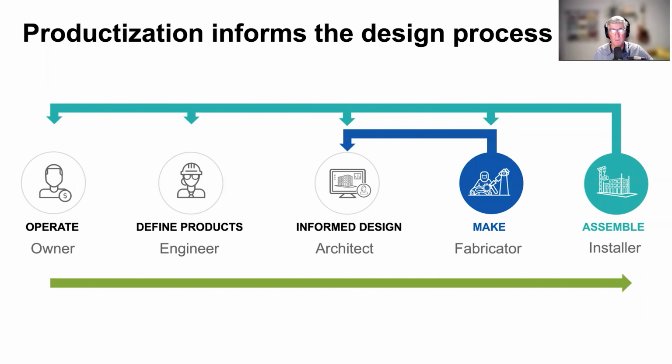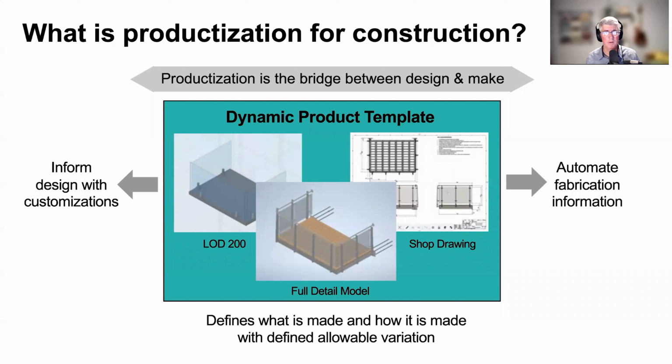Productization comes in when we start informing the design for the architect from what can actually be made, so the fabricator can expose what the inputs are, so the architect's always working with fabricatable elements to help reduce issues in the field. This is where productization for construction comes in.